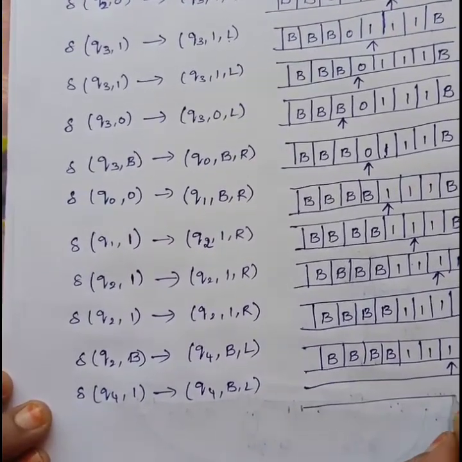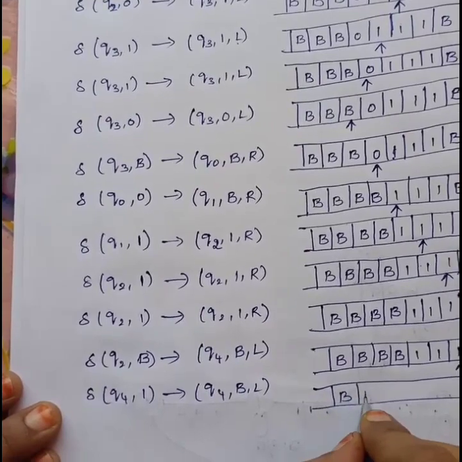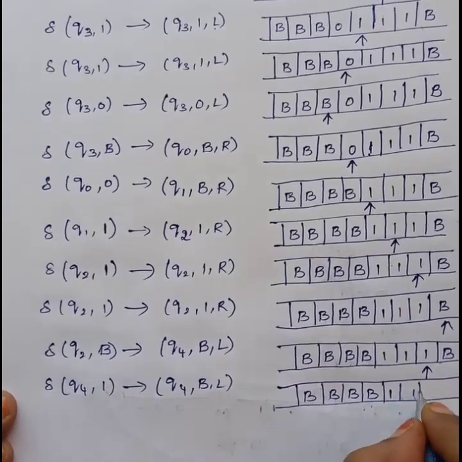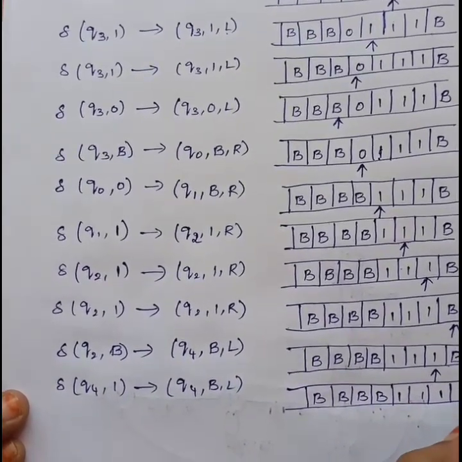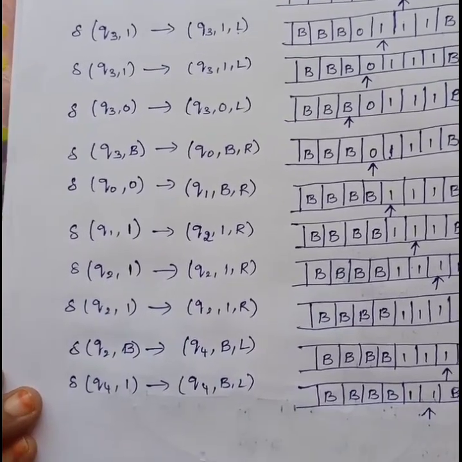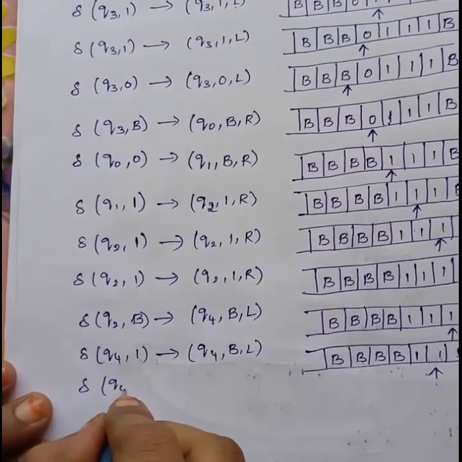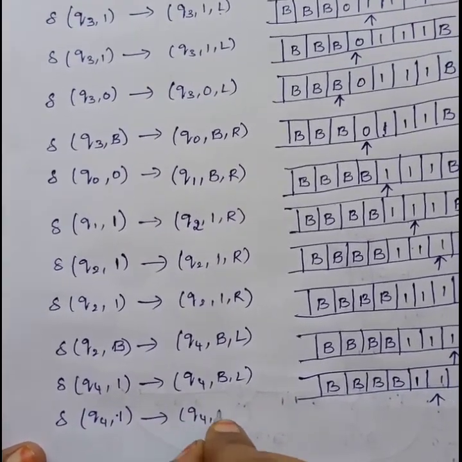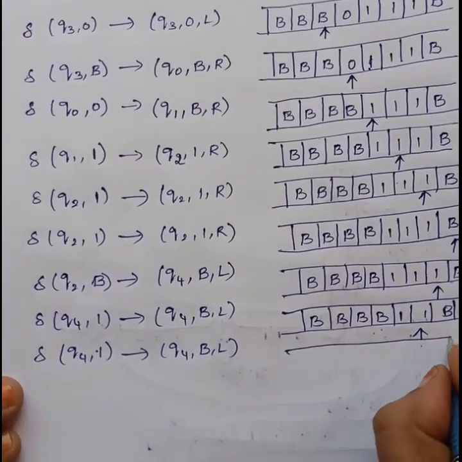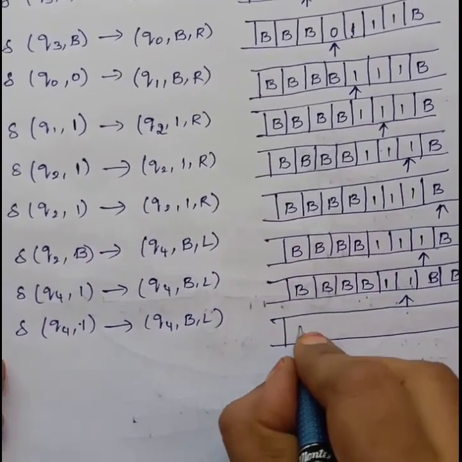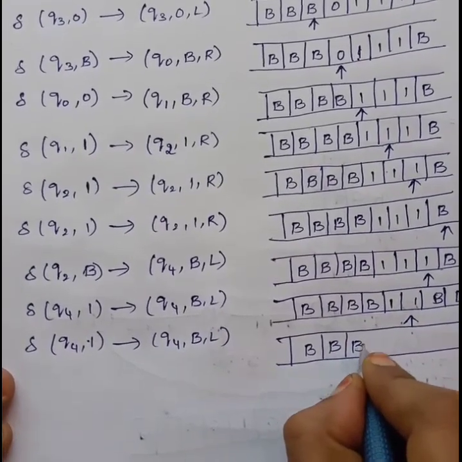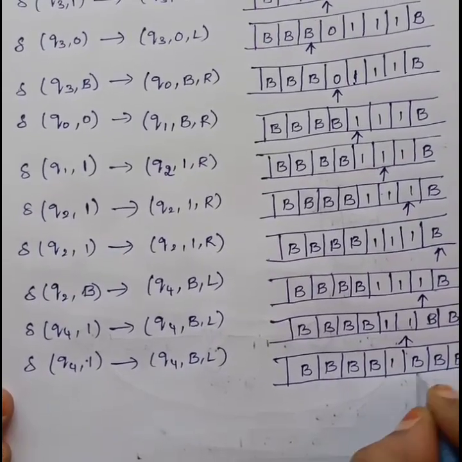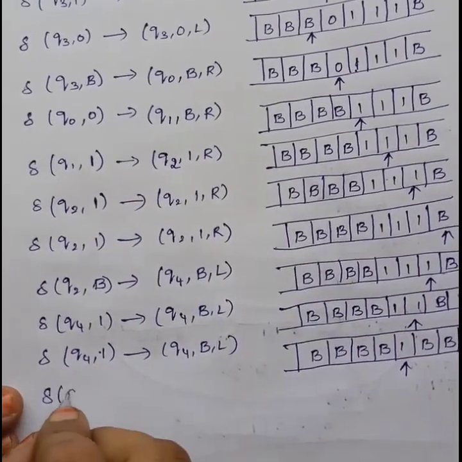For 3 ones, there are 3 transitions, each going to replace it as a B. I am writing this fast, you can understand now. So this 1 is rewritten as B, now it is moving to left. The same transition again, Q4, I will get 1, input is 1, Q4, B and L. So I am changing this to B and moving to left. Same step.